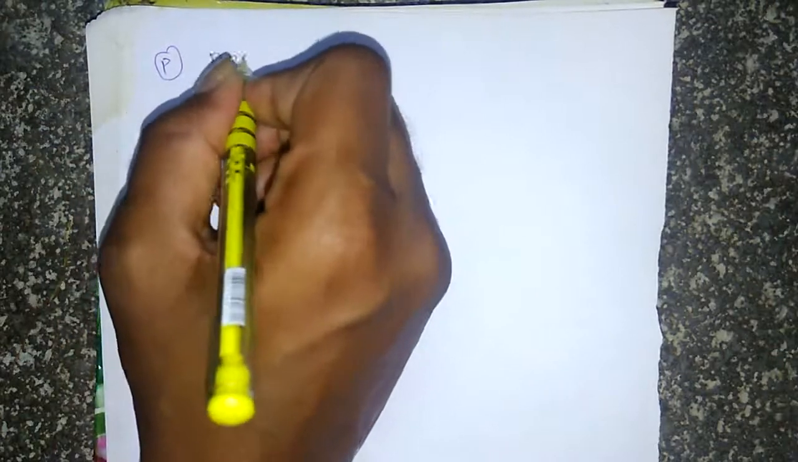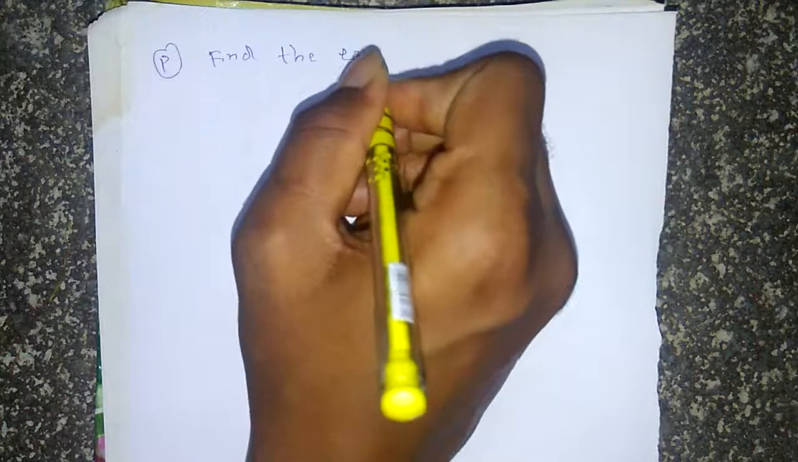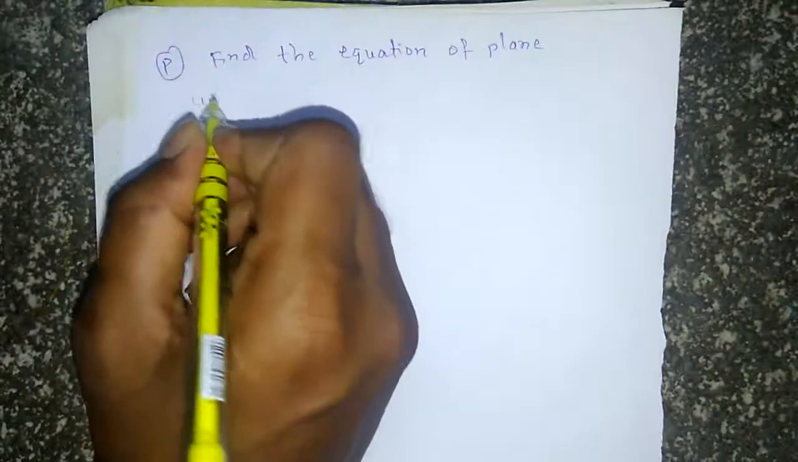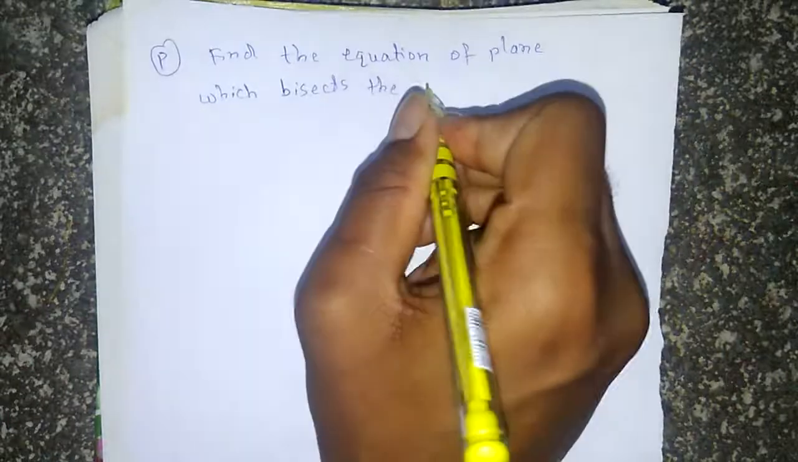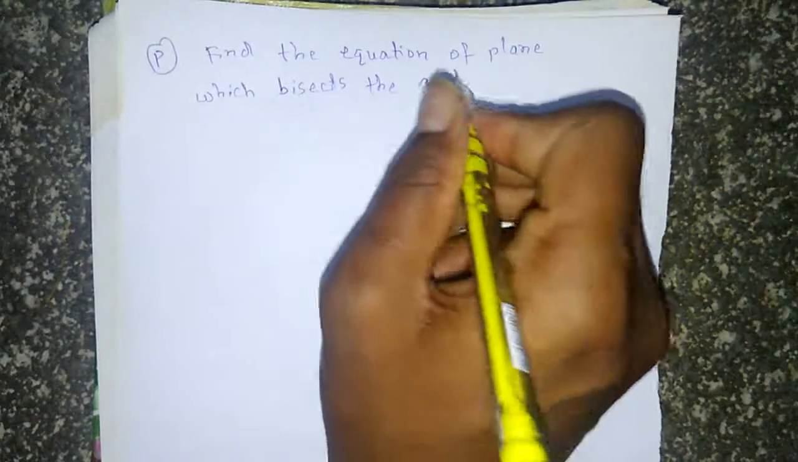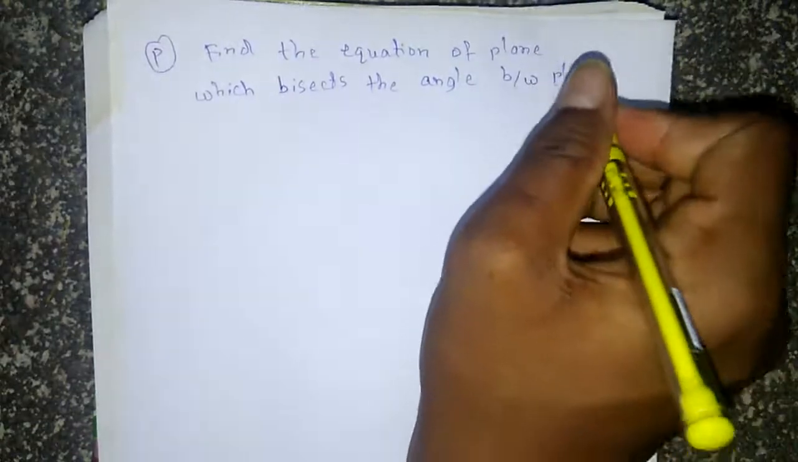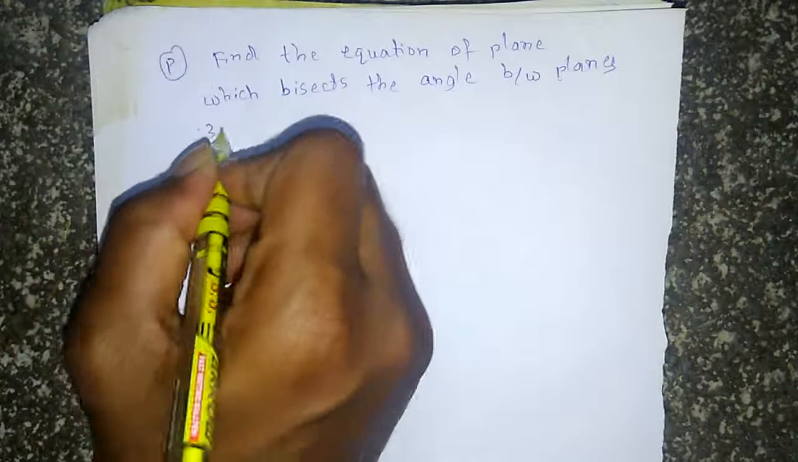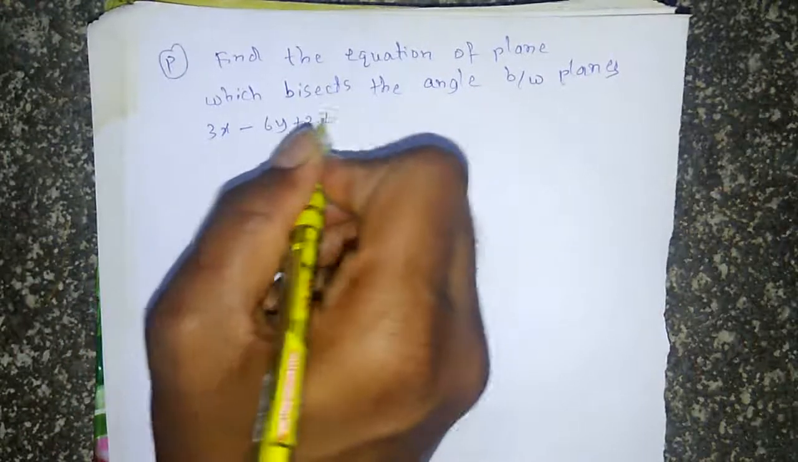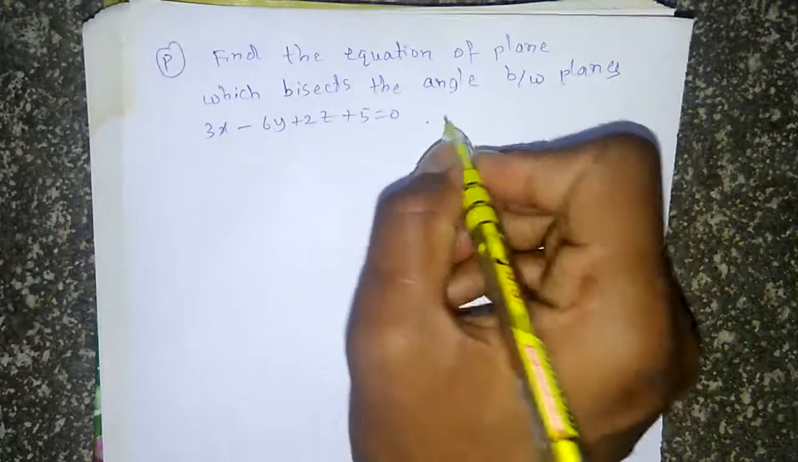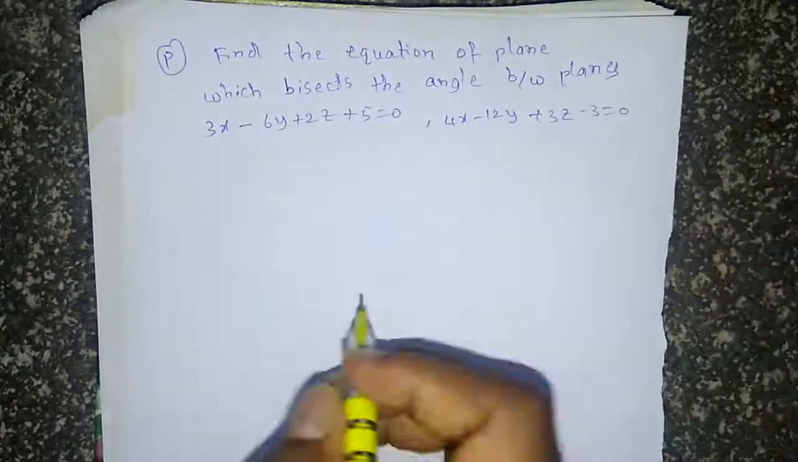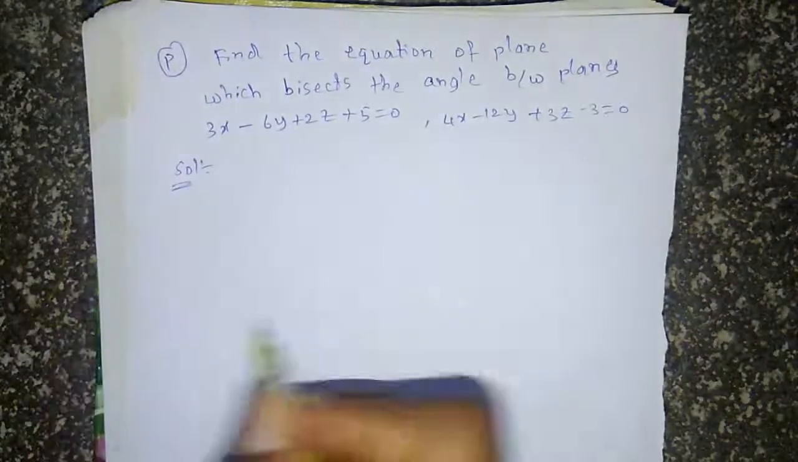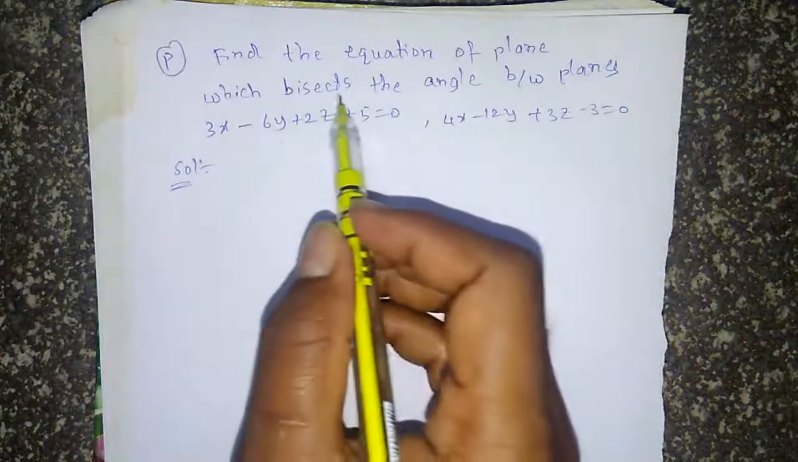Find the equation of the plane which bisects the angle between the planes 3x minus 6y plus 2z plus 5 is equal to 0, 4x minus 12y plus 3z minus 3 is equal to 0. So equation of plane which bisects the angle.